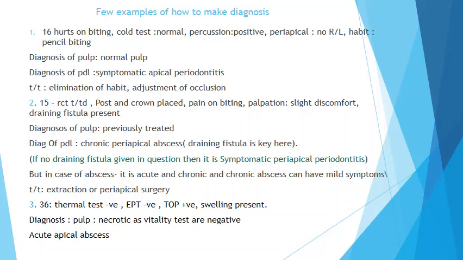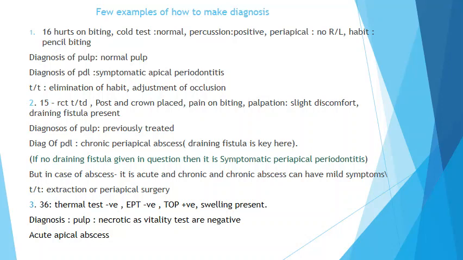So the first example is, let's say we have tooth 1-6 and it is given that the patient is complaining of pain on biting, that is, it hurts on biting. Cold test is normal. Percussion test is positive. In the periapical radiograph, there is no radiolucency. And it is given that the patient has a habit of pencil biting.